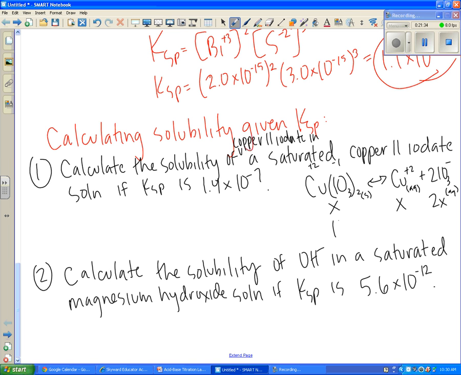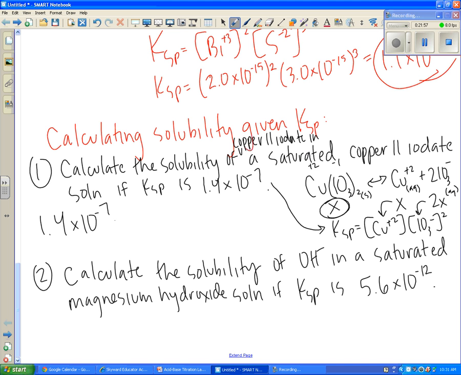So we know that KSP is going to be equal to the concentration of the copper 2 ion times the concentration of the iodate ion squared. And we know that this is X, and this is 2X, and KSP is 1.4 times 10 to the minus 7th. That means we can solve for X. So 1.4 times 10 to the minus 7th is equal to X times 2X squared.